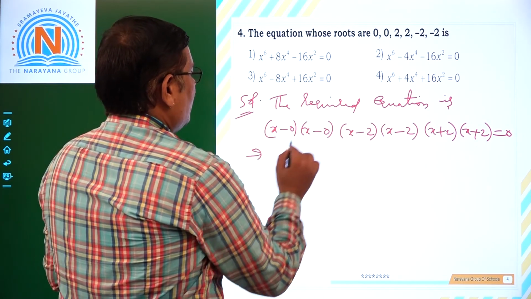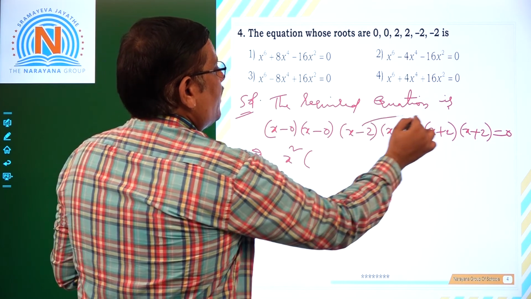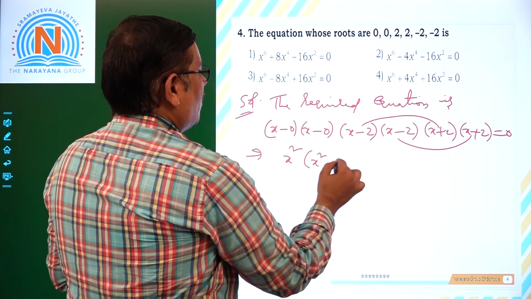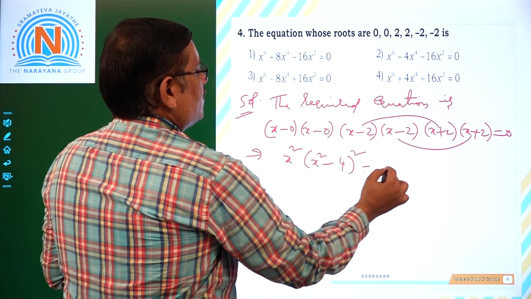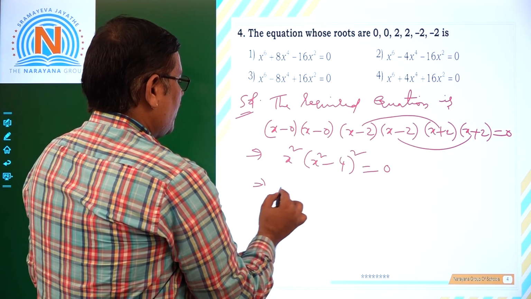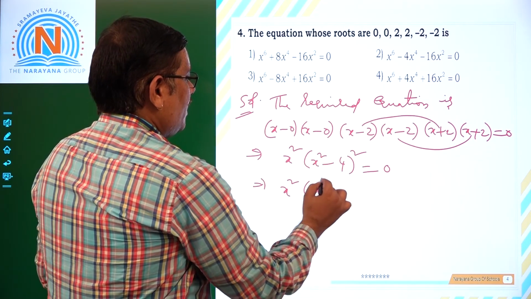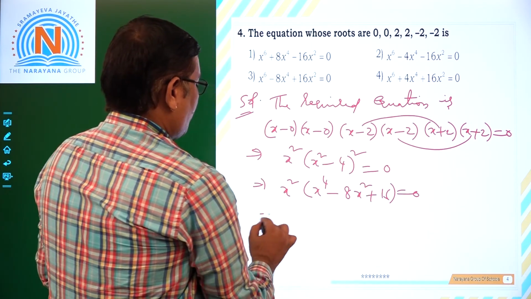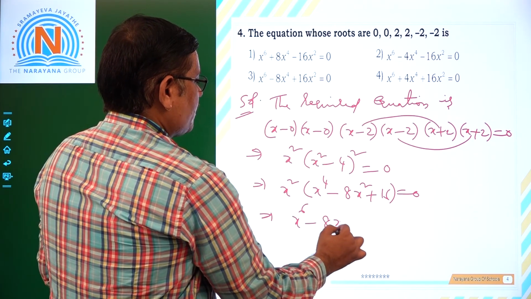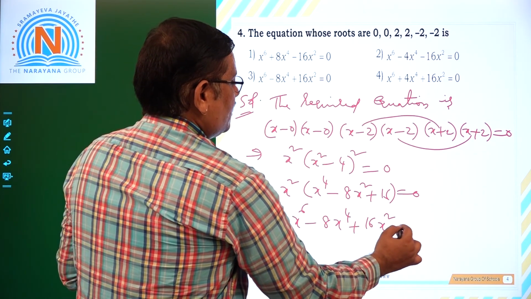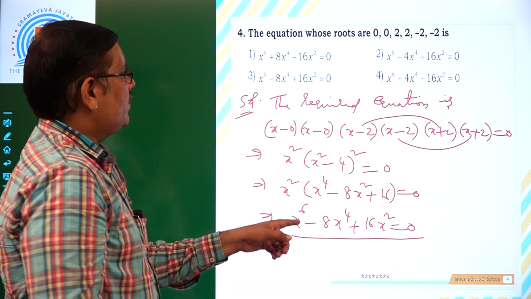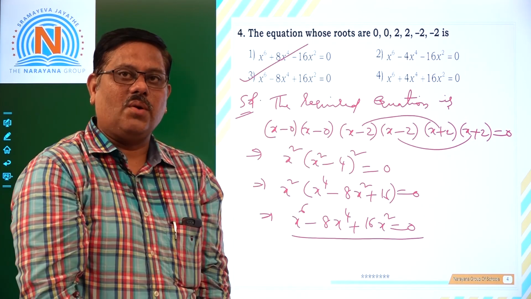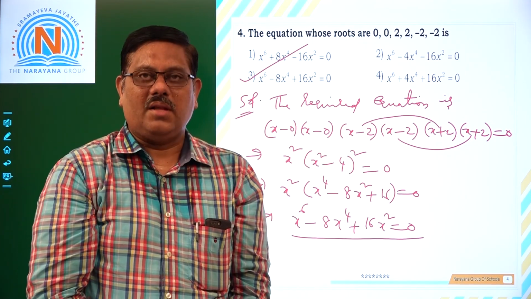That is nothing but x² into (x - 2)(x + 2), that is x² - 4. 2 terms we have like that, so it is squared. Simplifying, this is x² times (x⁴ - 8x² + 16) = 0. That implies x⁶ - 8x⁴ + 16x² = 0. That is the required equation. x⁶ - 8x⁴ + 16x² = 0. That is nothing but the third option. Okay, so that is the end of today's assignment. Thank you. Have a good day.